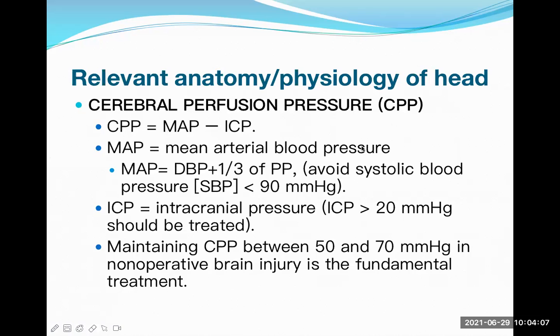Now, this is the mean arterial pressure, and this is how you calculate it. Every student knows it already. Mean arterial pressure is diastolic blood pressure plus 1/3 of the pulse pressure. Diastolic blood pressure plus 1/3 of the pulse pressure. Now, what is pulse pressure? It is the difference between the systolic and the diastolic blood pressure.